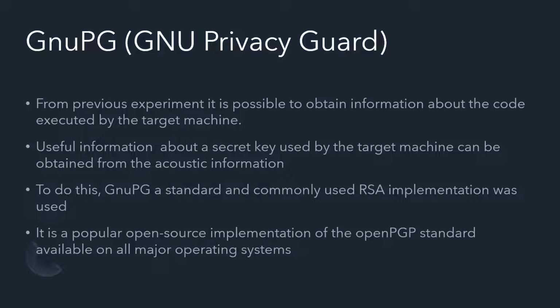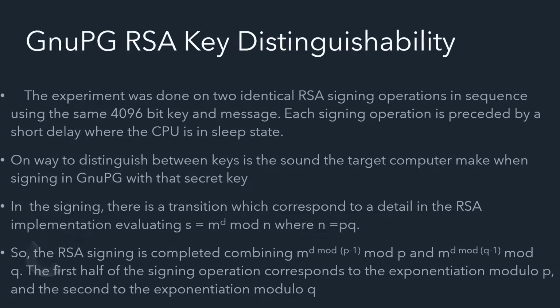So they basically use a software called GNU Privacy Guard. It is a standard and commonly used RSA implementation. It is a popular open source implementation of the OpenPGP standard available on all major operating systems. OpenPGP is like when we use Kali, we are able to encrypt or decrypt because Kali has everything. OpenPGP is basically the same thing, a software that you can use to encrypt or decrypt code. So I will go to the next slide.